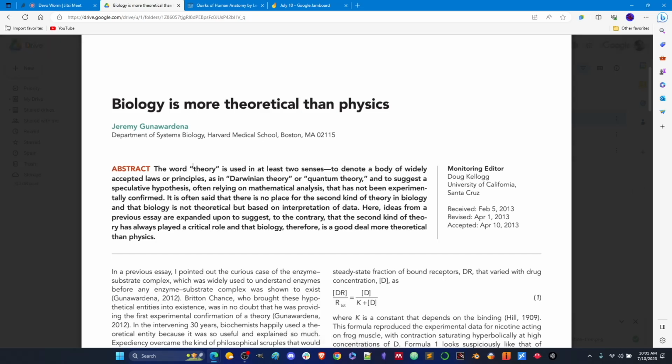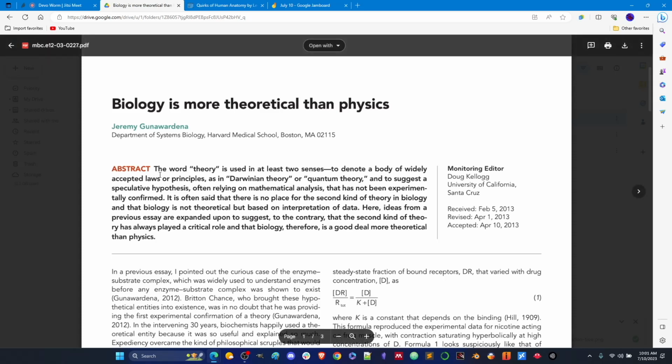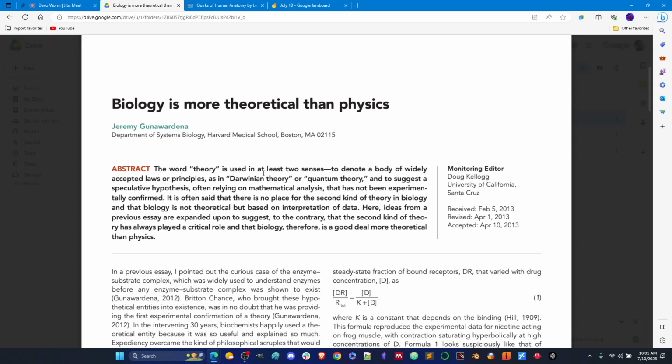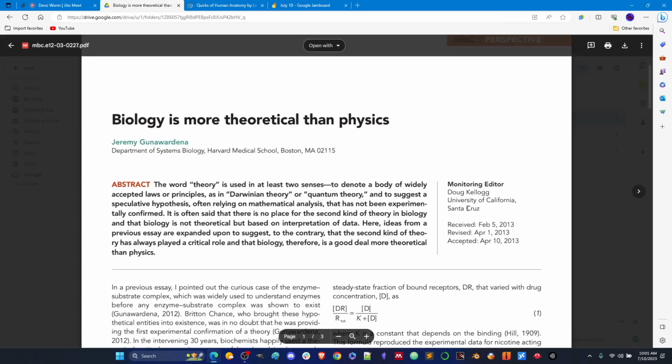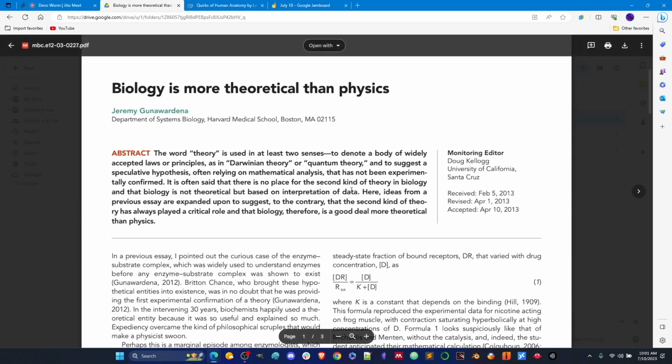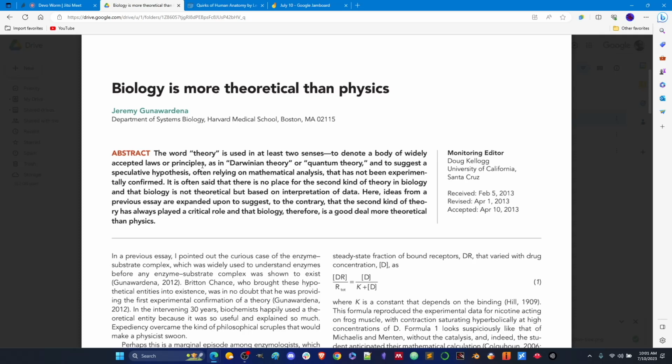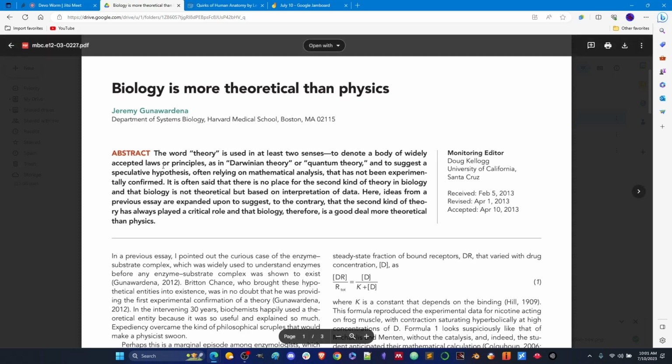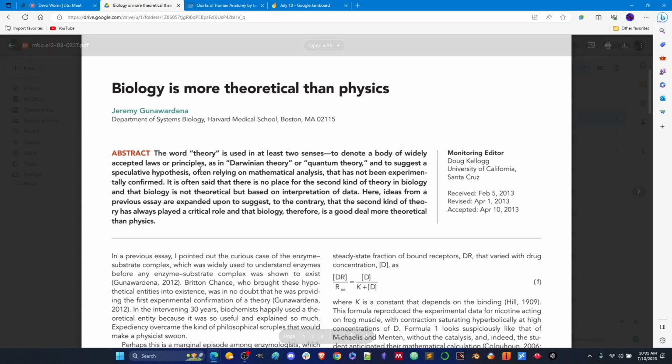And so the abstract reads, the word theory is used in at least two senses. One is to denote a body of widely accepted laws or principles, as in Darwinian theory or quantum theory, and two, to suggest a speculative hypothesis, often relying on mathematical analysis that has not been experimentally confirmed. So it's basically widely accepted laws or principles that you have developed, and then speculative hypotheses. This is just the way that people use theory. And this is only two definitions.